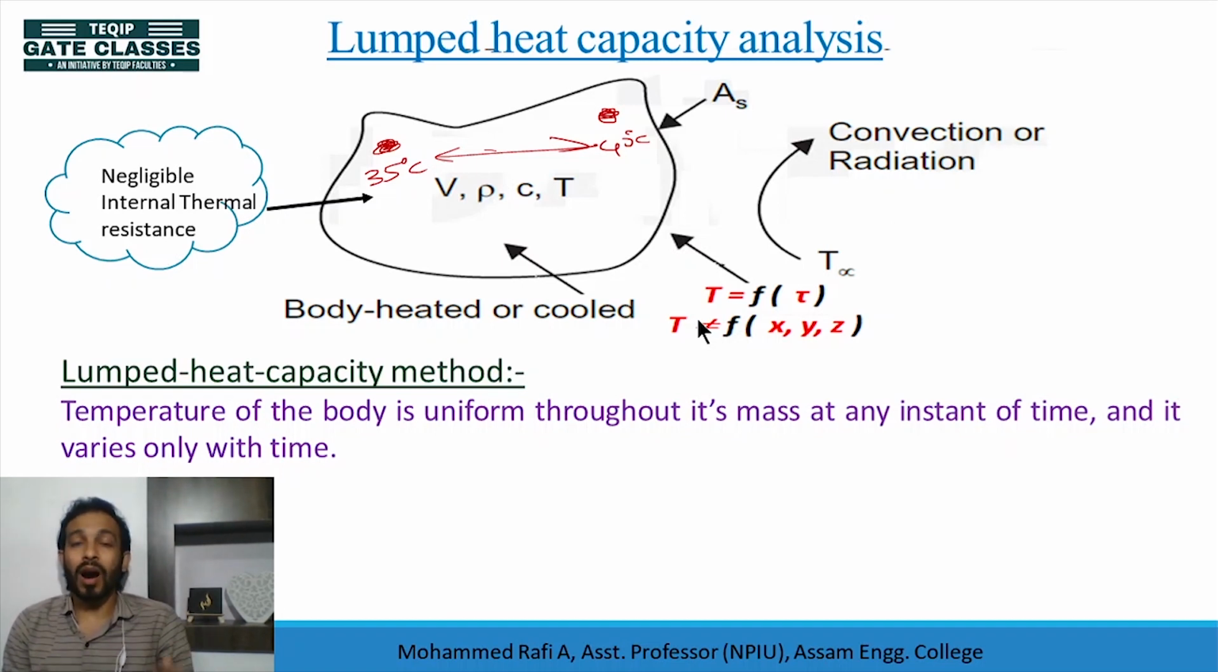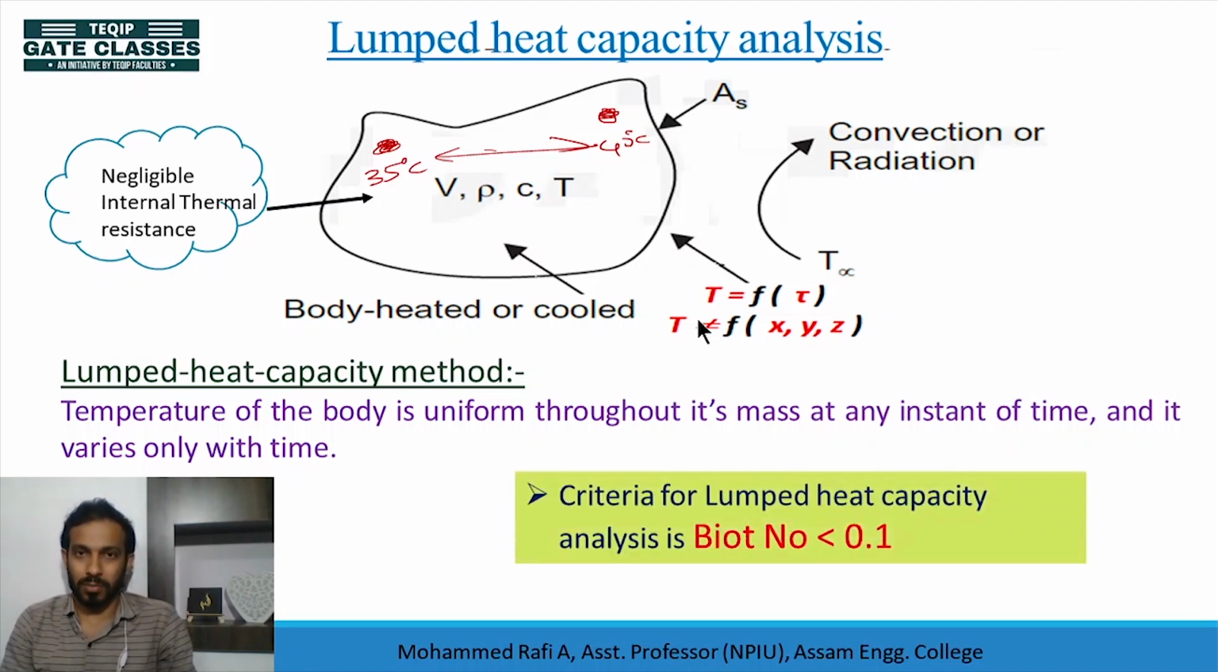Clear? Now, how can you decide whether an unsteady state is a lumped heat capacity or not? In order to differentiate the two processes, scientists have proposed a minimum criterion by defining a non-dimensional number that is called the Biot number. So if the Biot number is less than 0.1, then you can consider it as a lumped heat capacity analysis.